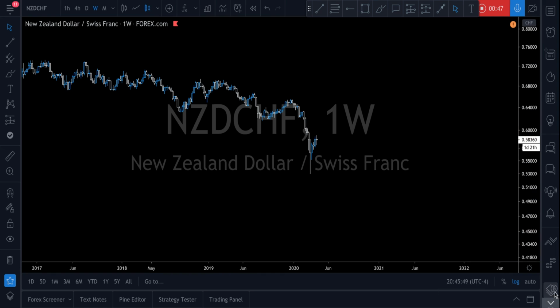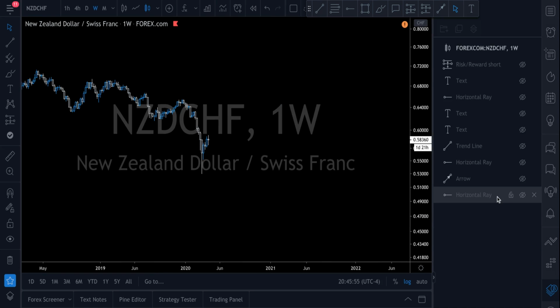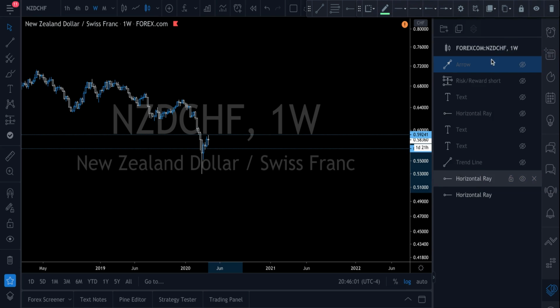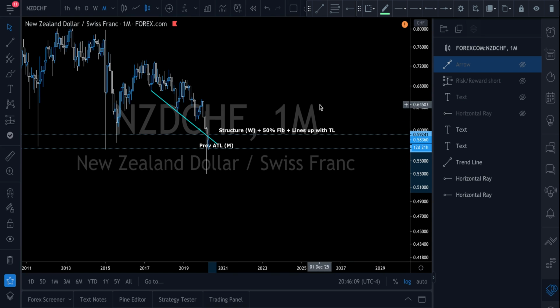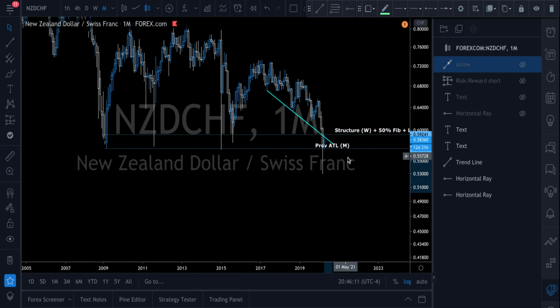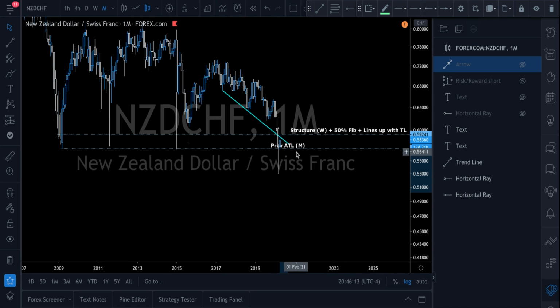Like always, I did have this already marked up, so I'm just going to reveal some of these objects and explain more or less what I was seeing. I'll start with this horizontal array. We can see here that this is the previous all-time low for this monthly time frame.